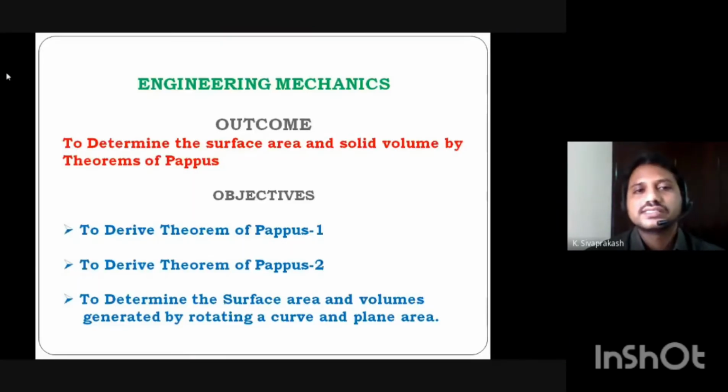Today, let us discuss the theorems of Pappus Guldinus. So, what is the outcome of the topic? The outcome of the topic is to determine the surface area and the solid volumes by theorems of Pappus. And the objectives of this topic are to derive Pappus theorem 1 and to derive Pappus theorem 2. With these two theorems, you can find the surface area and the volumes generated by rotating a curve and a plane area. Okay, these are the outcomes and objectives of today's session.